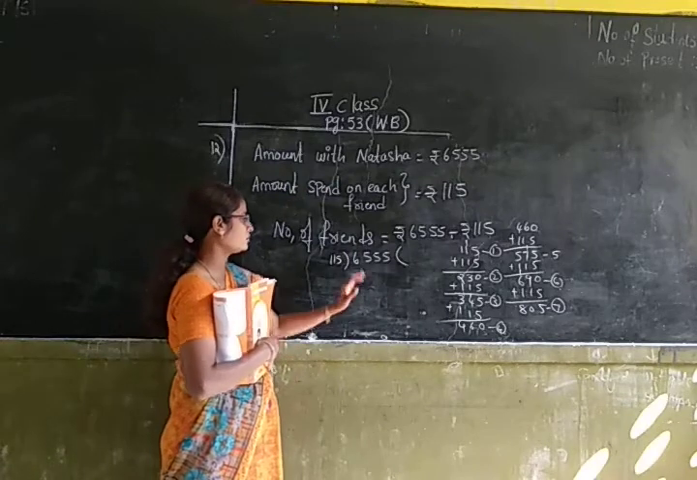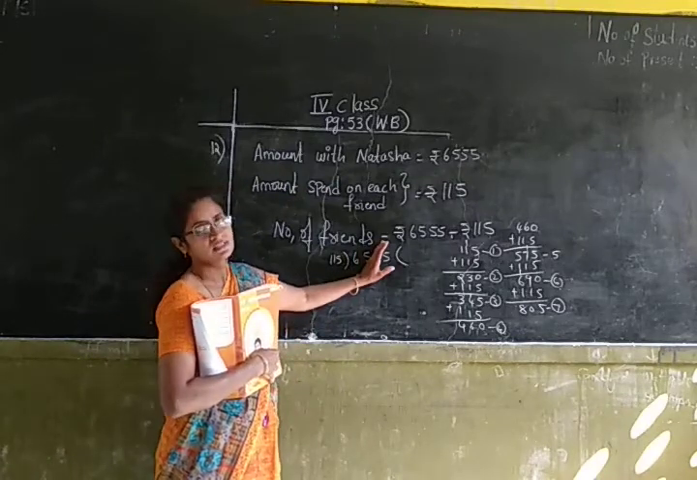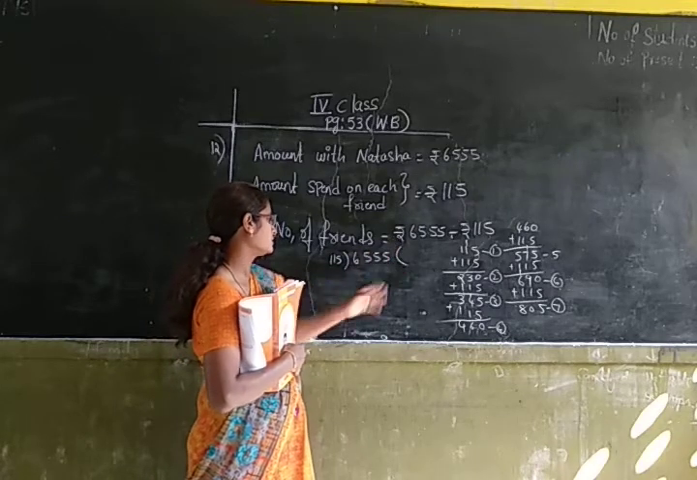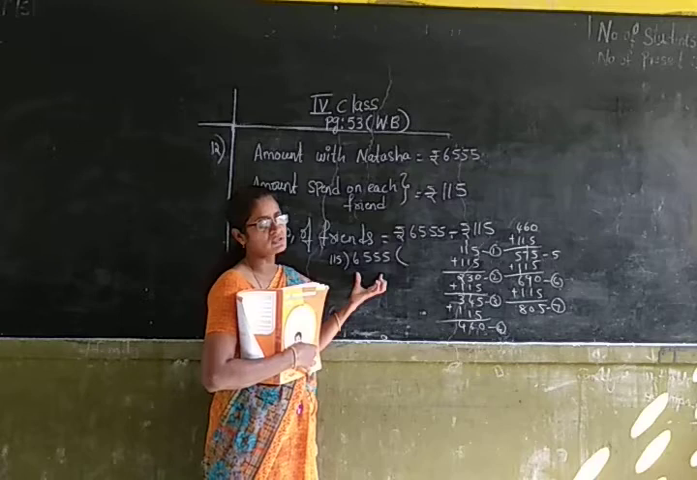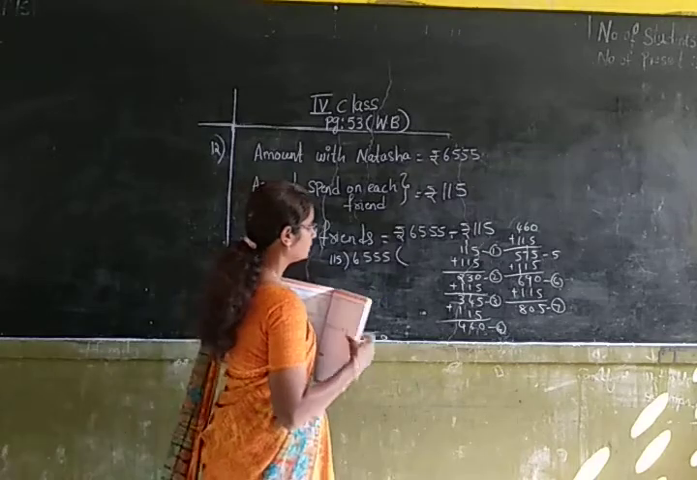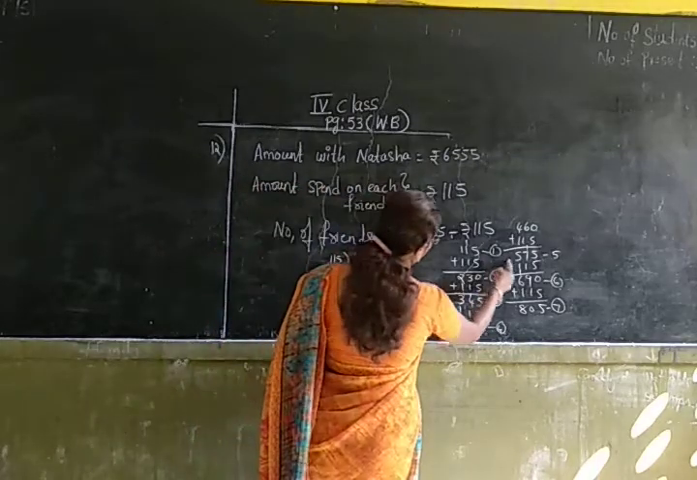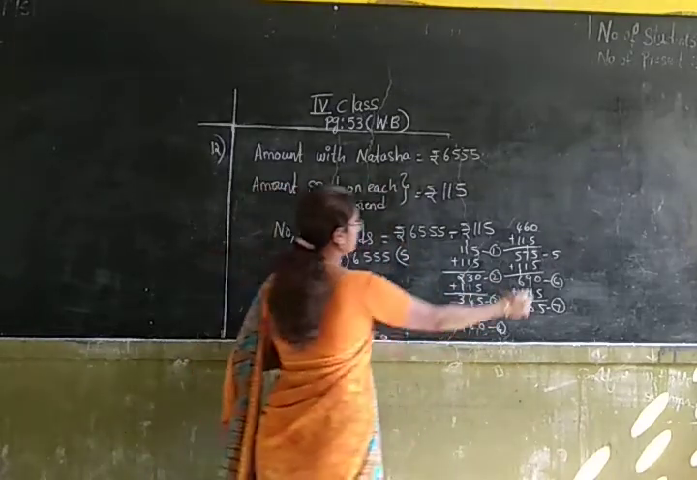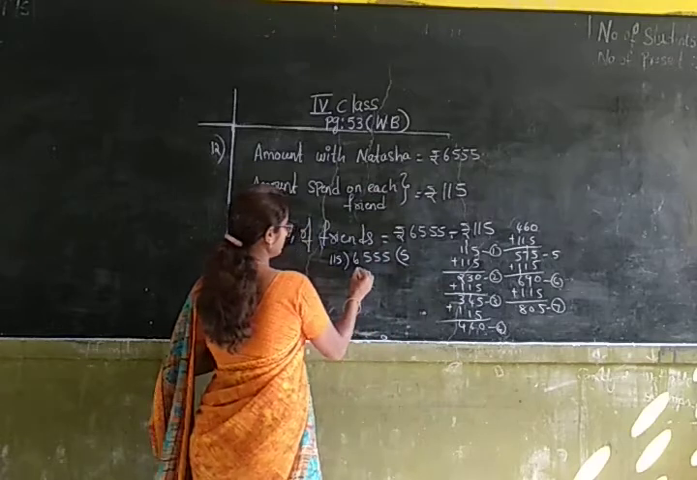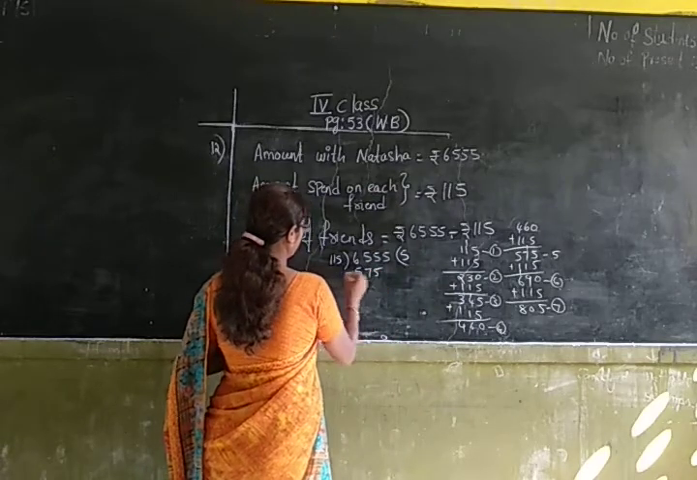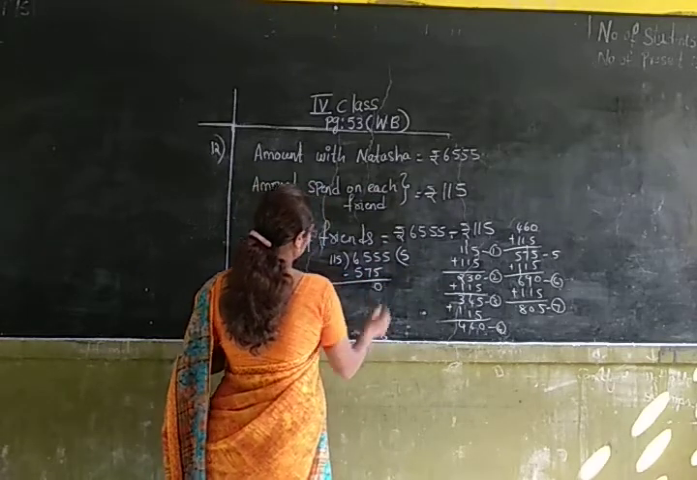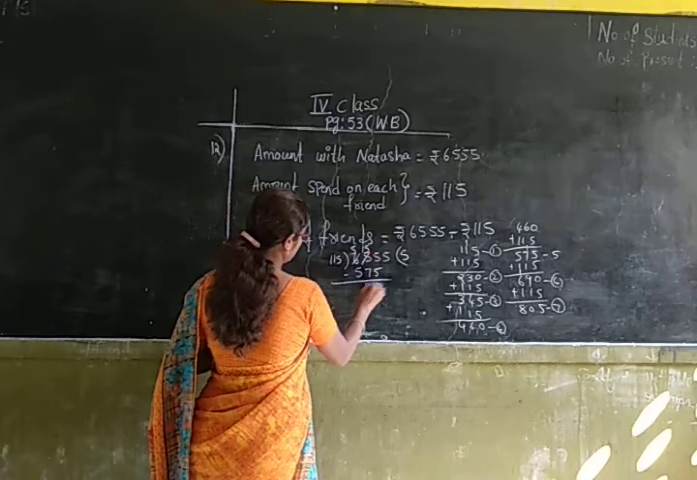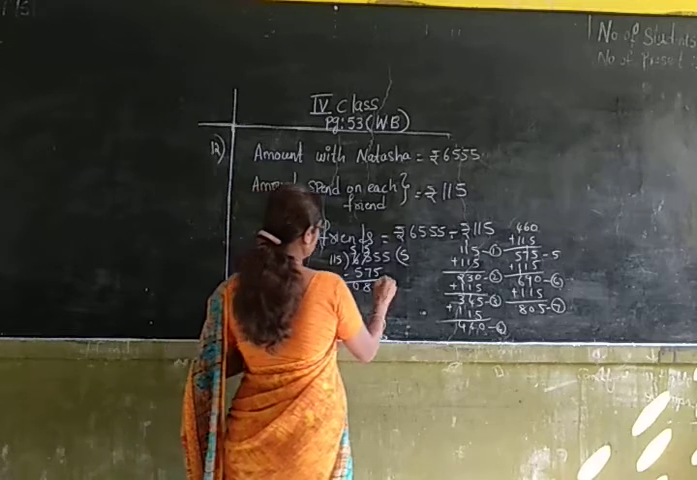How many digits you have to take? If you take 2 digits, they will be smaller than 115. So you have to take 3 digits. So how many times 115 goes in 655? It goes 5 times. If you take 6 times, it will be bigger. So you have to take 5 times. It is 575. 5 minus 5 is 0. 15 minus 7 is 8. 5 minus 5 is 0.